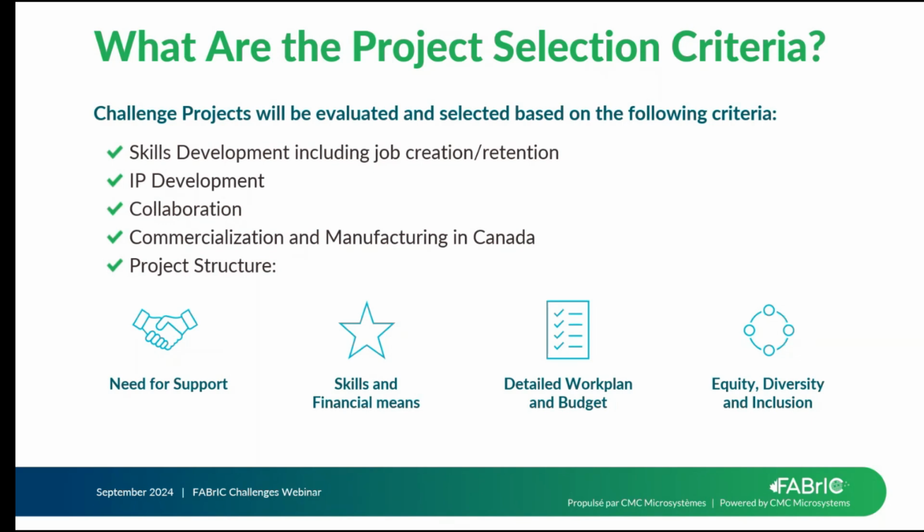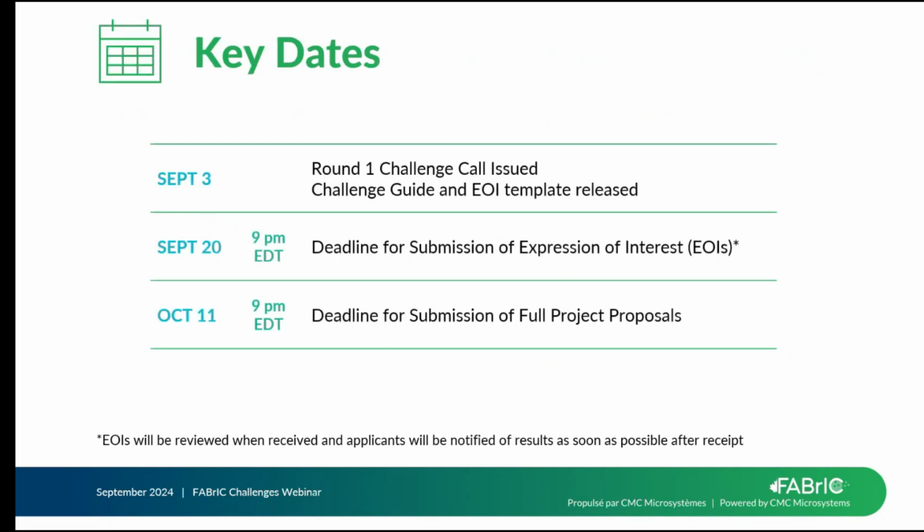And again, the final thing is the actual basic project structure. So we'll be looking for evidence of need for support. We'll be looking for evidence that you actually have the skills, the resources, and the financial means to carry out the project to completion. Your detailed work plan and budget will be assessed for not only completeness, but for technical viability and feasibility. And then also we, again, will be looking for elements in your proposal that are looking to advance the principles of equity, diversity, and inclusion.